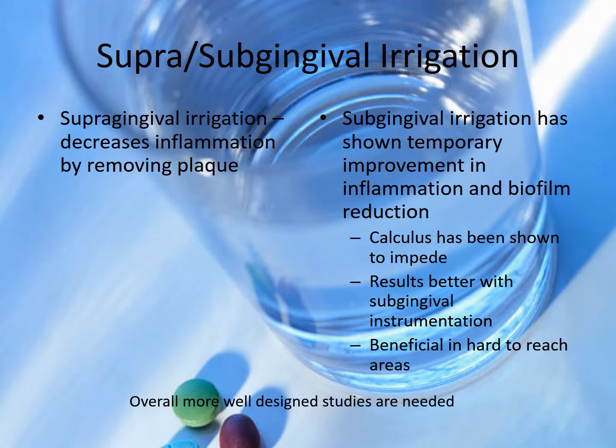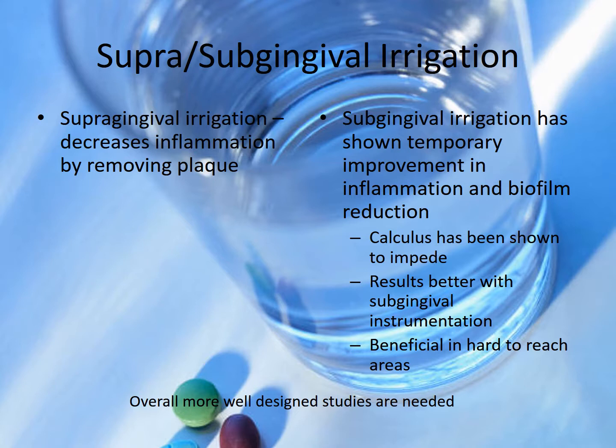In incorporating supra and subgingival irrigation, supragingival irrigation has been shown to decrease inflammation by removing the plaque. The subgingival irrigation has been shown to temporarily improve inflammation and biofilm by reducing both of those components. Calculus, however, has been shown to impede the subgingival irrigation.